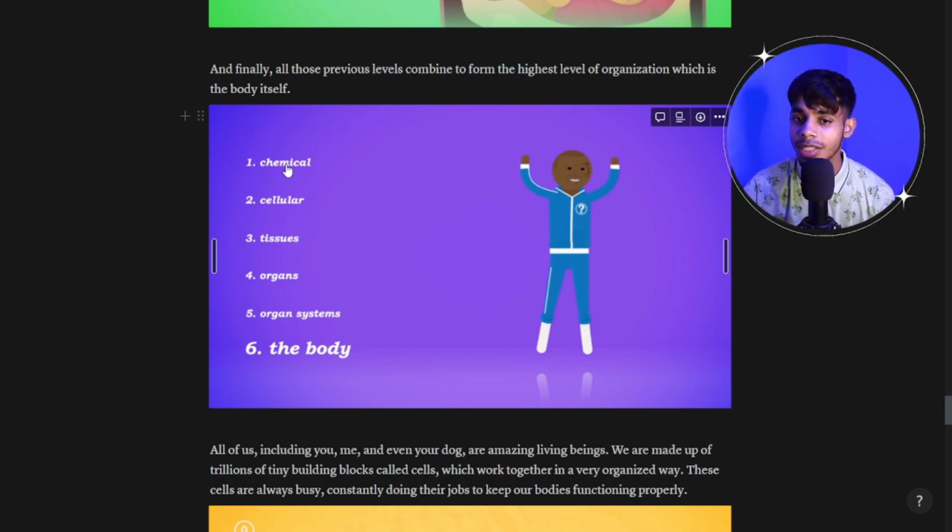So breaking it down further: chemicals, which are atoms, group of atoms to cells, group of cells to tissues, group of tissues to organs, group of organs to organ systems, and together the organ systems make the human body, which is a live body.